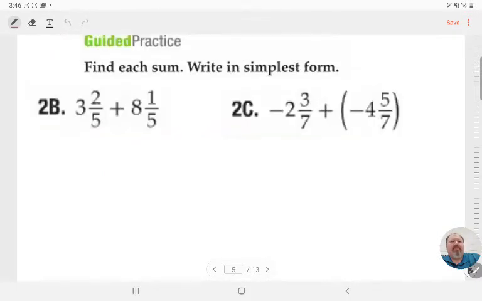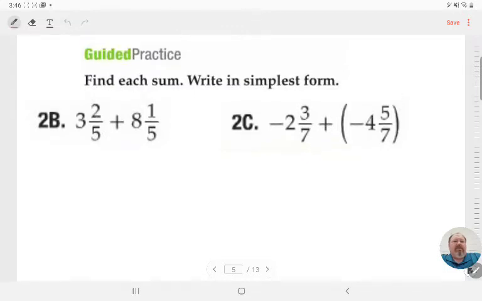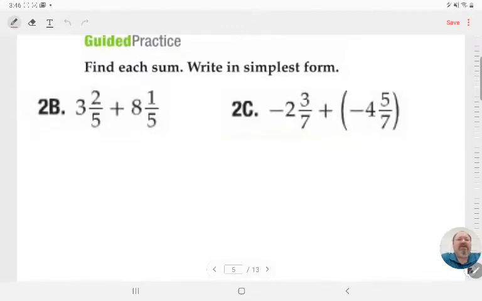All right. So let's take a look. Here's 2 more that you guys can try. Come back and see how you did. All right, let's see how you did.